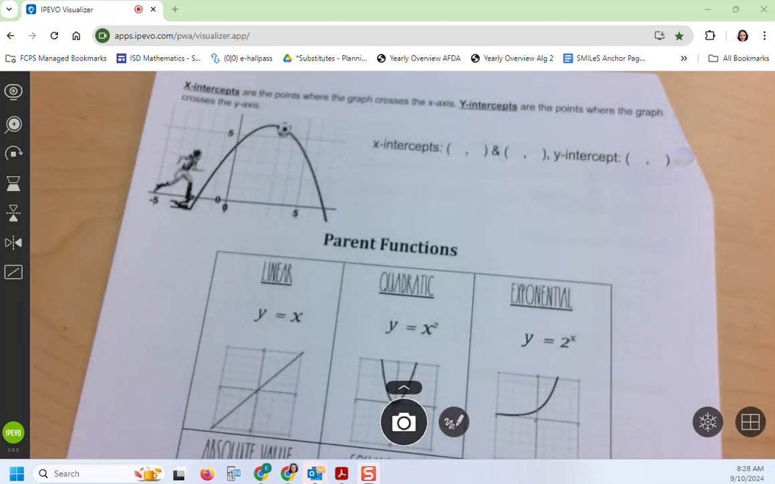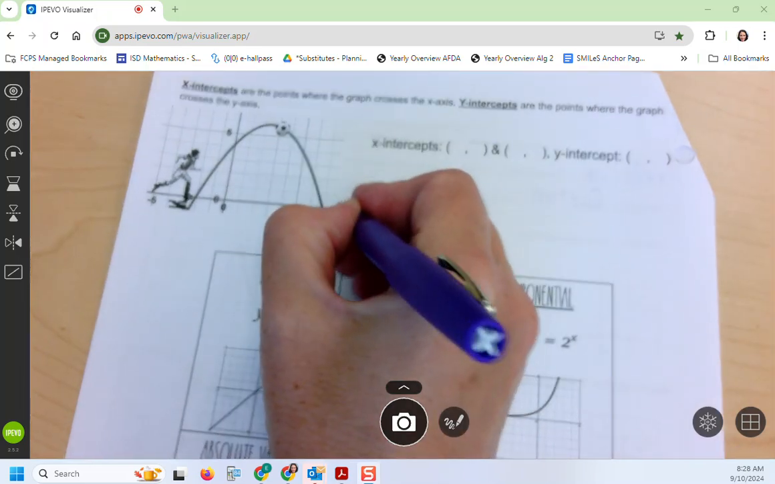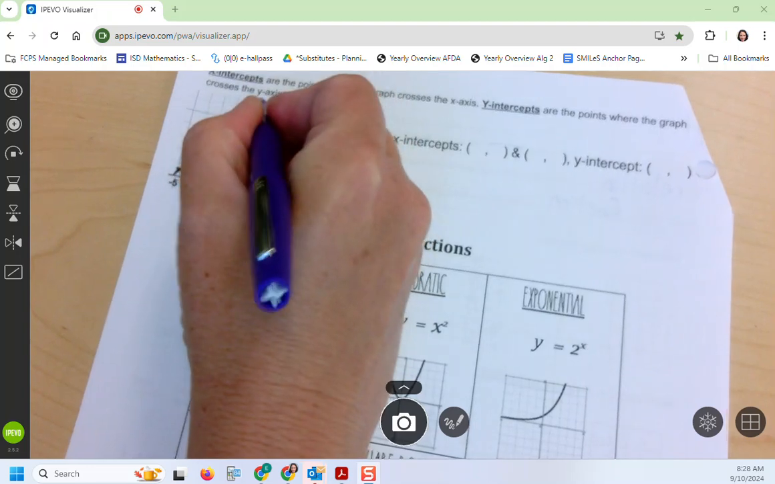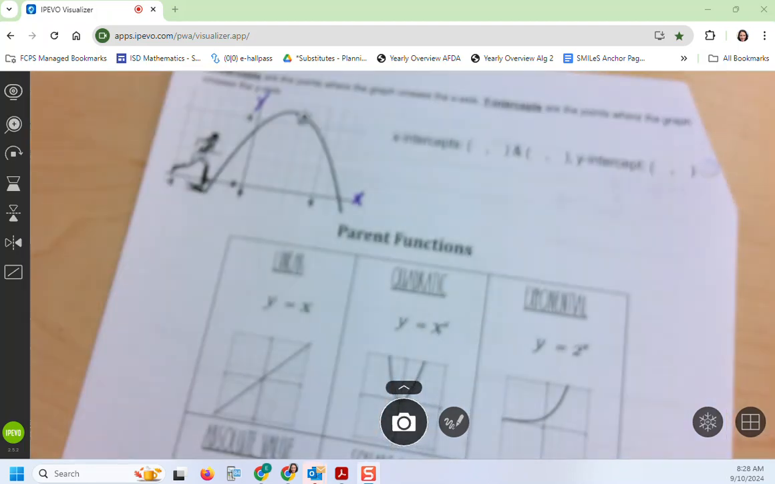The x-intercept is where we cross the x-axis, and the y-intercept is where we cross the y-axis. Sometimes you will have multiple x-intercepts, but if it's a function, you won't have multiple y-intercepts. If it's not a function, you could. So looking at this, I want you to write the points where we cross the x-axis for x-intercepts, and the points where we cross the y-axis for y-intercepts.